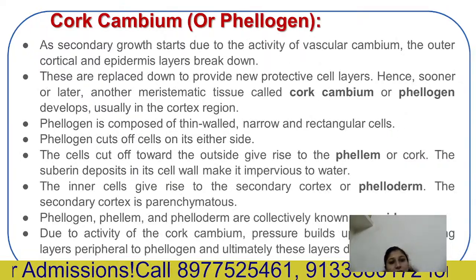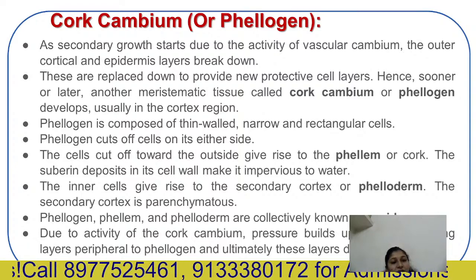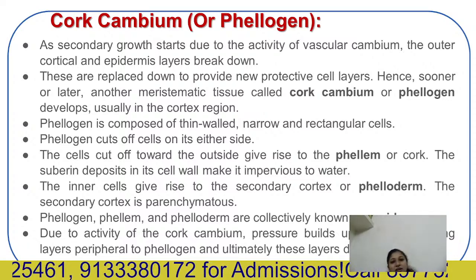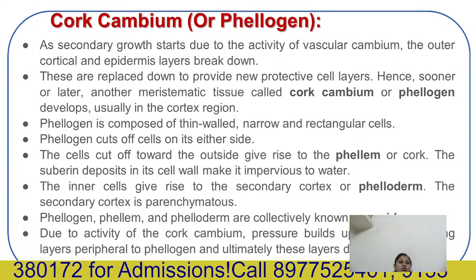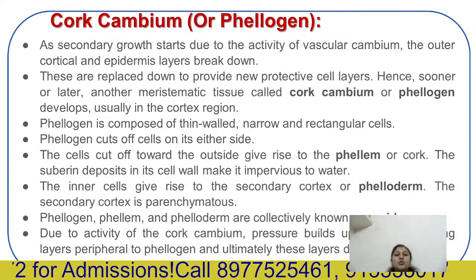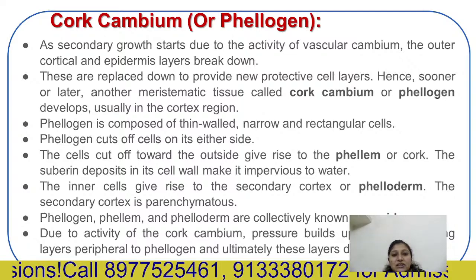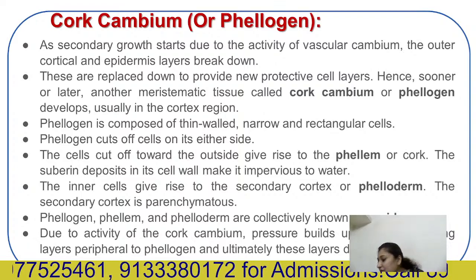Then cork cambium, commonly known as phellogen. Phellogen, a secondary growth, starts due to the activity of vascular cambium, and the cortical and epidermis layers break down. So they are replaced to provide a new protective cell layer. Hence, sooner or later, another meristematic tissue called cork cambium develops, usually in the cortex region.